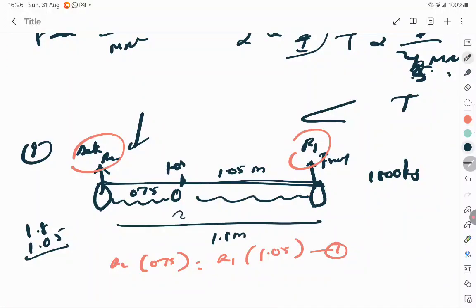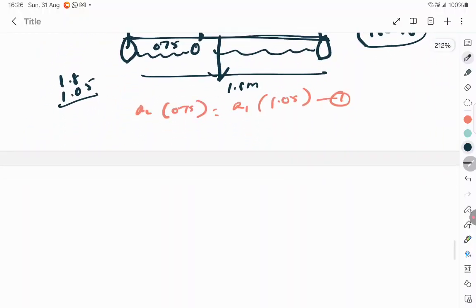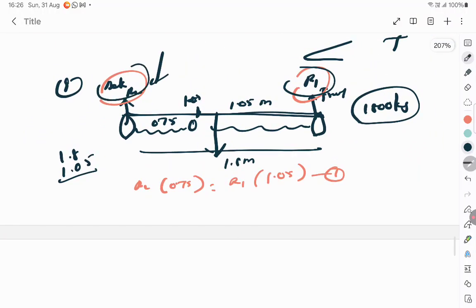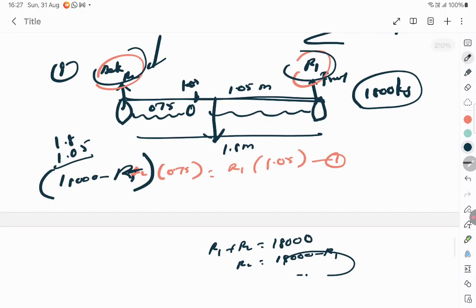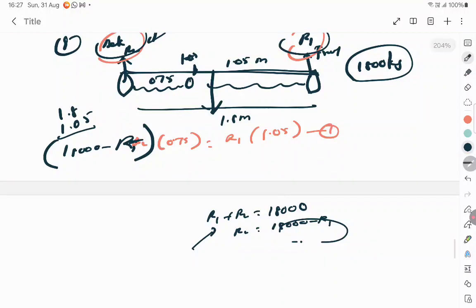You also know that the entire body of 1800 kg will act downward from the center. The total weight W equals R1 plus R2, the two upward forces, which is equal to 1800 into gravity 10, so 18,000. So R2 can be written as 18,000 minus R1, and you can substitute this value here: (18,000 minus R1) into 0.75. Consolidate and find the value of R1. Once you find R1, put it here and find the value of R2.